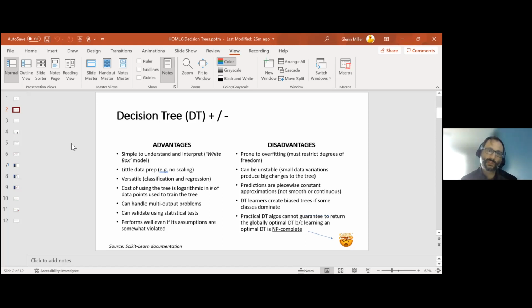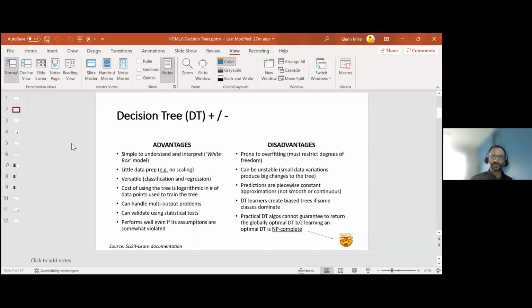So the first advantage is that they're simple to understand and interpret. They're what's known as a white box model as opposed to a black box model. You can very easily see what is going on. They require very little data preparation. For instance, if you worked with nearest neighbors, you may have to scale the data, otherwise you get some funky results. There's no such need in a decision tree. They're versatile, as I mentioned. You can do classification and regression.